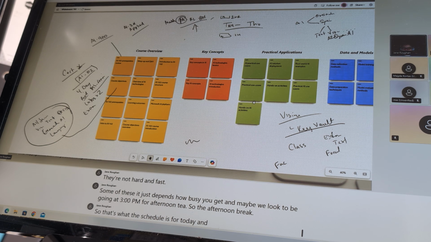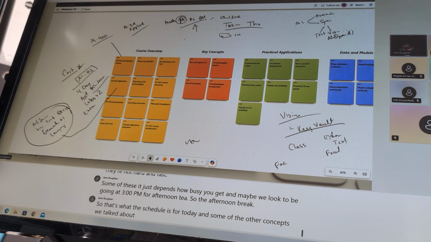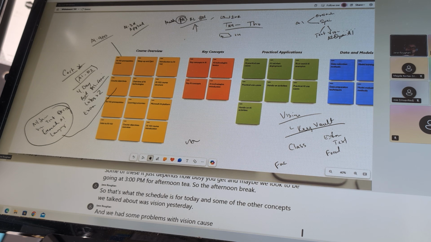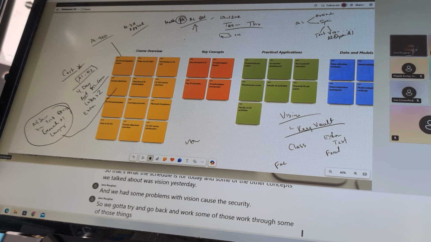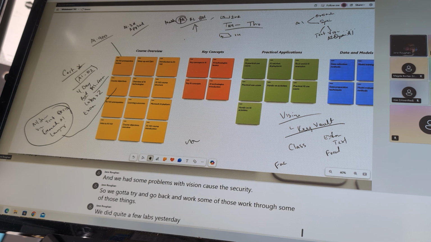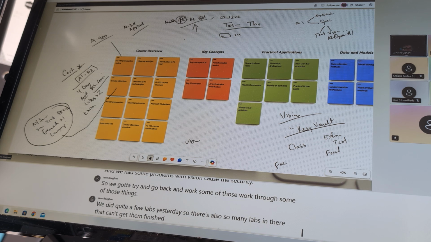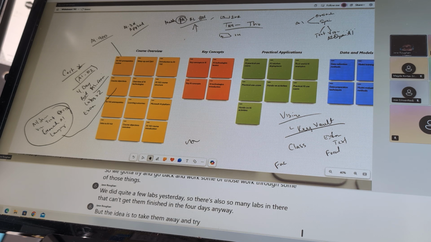Some of the other concepts we talked about was vision yesterday, and we had some problems with vision. This is security, so we've got to try and go back and work through some of those things. We did quite a few labs yesterday, and there are so many labs in there that you can't get them finished in the 4 days anyway. But the idea is to take them away and try them on your own subscription.